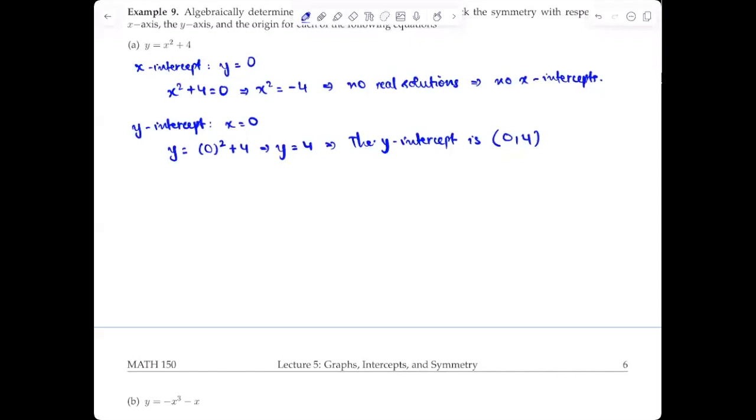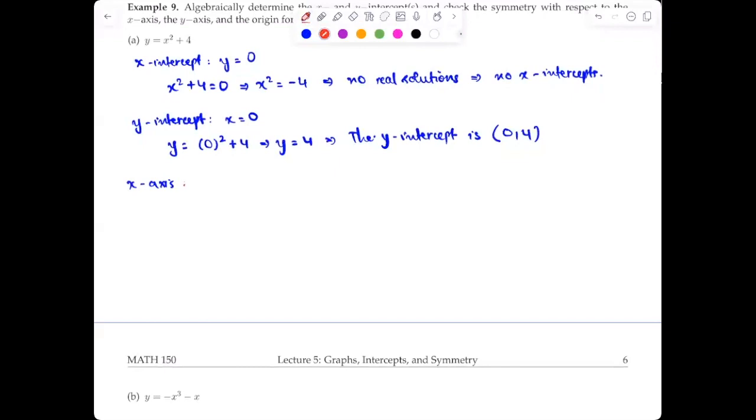Now, for the x-axis, what you do is you have to try the point x comma -y. For the y-axis, you try the point -x comma y. And for the origin, you have to try the point -x, -y.